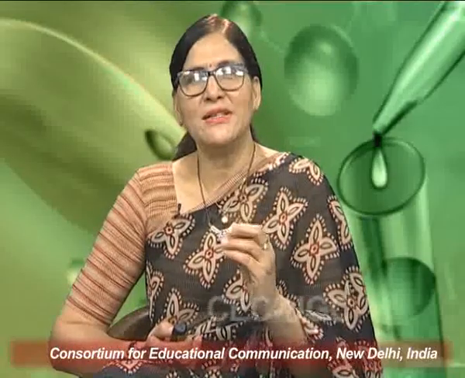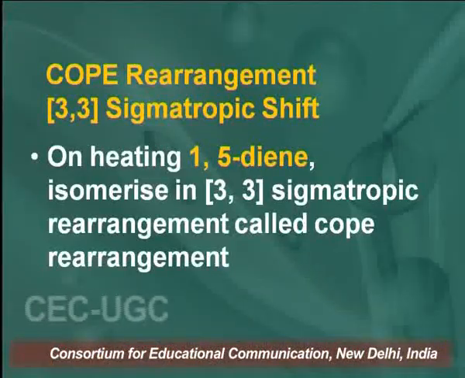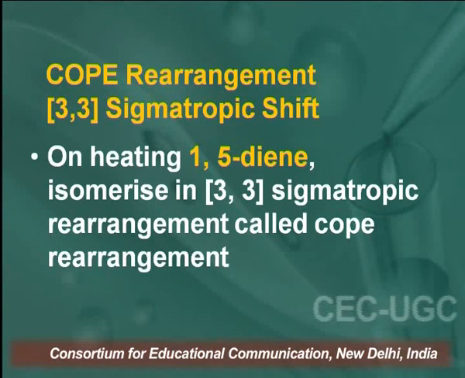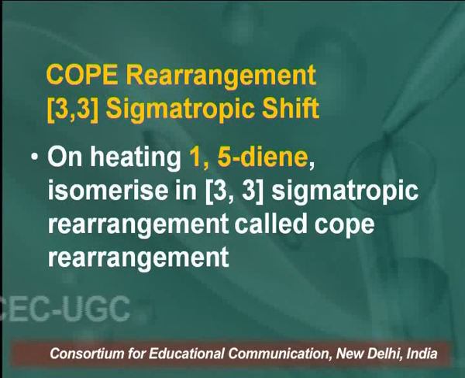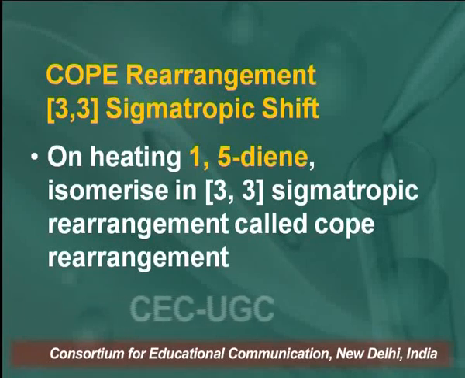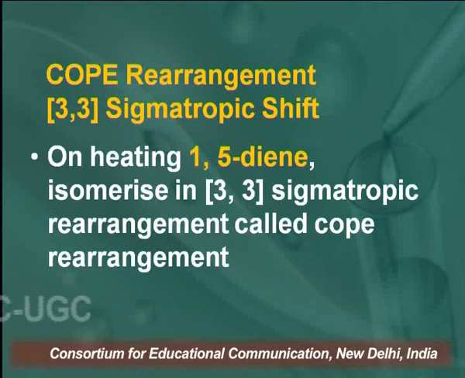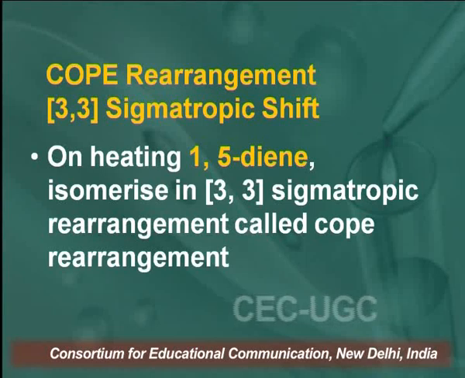So learners, first we will learn what the Cope rearrangement reaction is. Learners, this is also a 3,3 sigmatropic rearrangement reaction that follows the Woodward-Hoffmann rule. So what is the Cope rearrangement reaction? Here, in the Cope rearrangement reaction, a 1,5-diene thermally isomerizes into a new product.